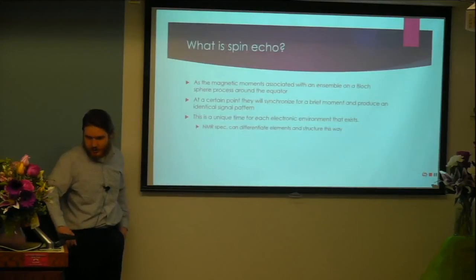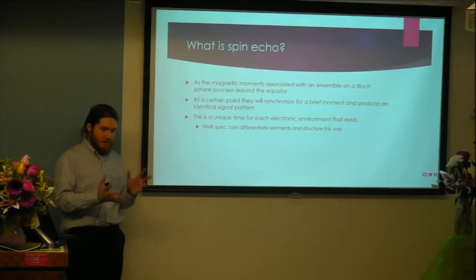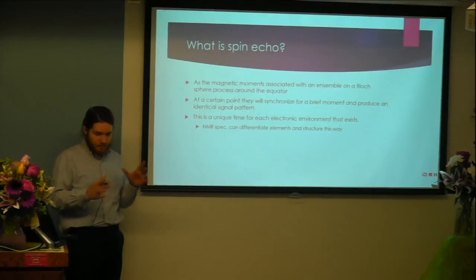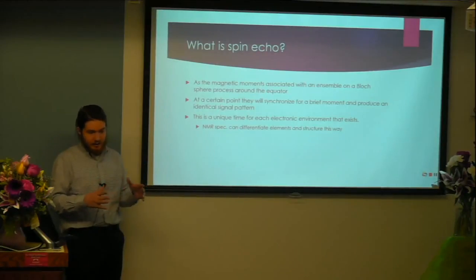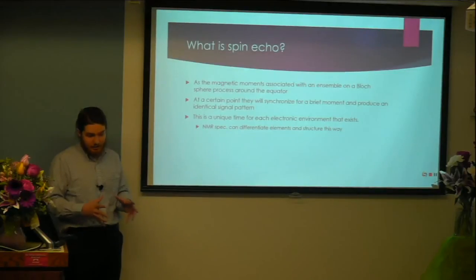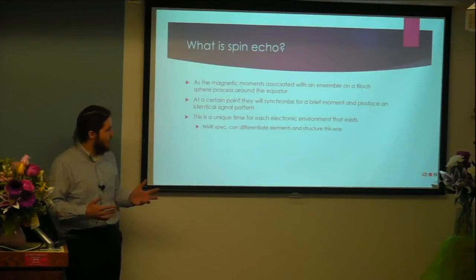So, now what is a spin echo? As the magnetic moments of a group of electrons move around the Bloch sphere, around the equator, at one point in time they will synchronize and constructively combine their signals into one very large signal. Now, the exact time that this happens is unique to each atom and to each electronic environment, or how it's bonded, for every single state that there can be. This is the principle behind how NMR spectroscopy can differentiate elements and atomic structure this way.